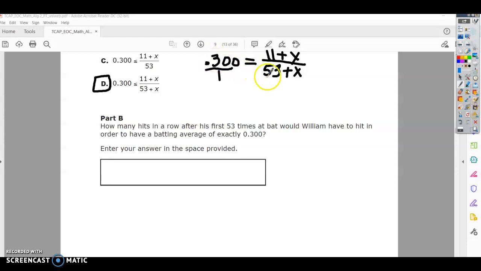And we cross multiply, we're going to have .3 times (53 plus X). And that's going to equal 1 times (11 plus X), which is just 11 plus X. All right, now if you take the .3 times 53, you're going to get 15.9. And then .3 times X is just plus .3X.